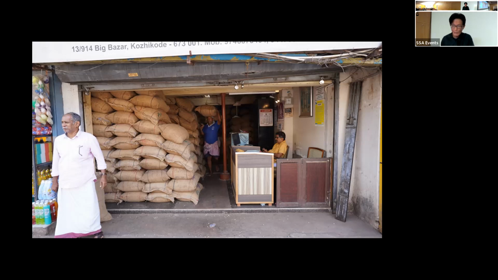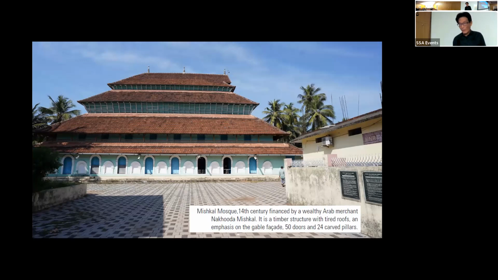But what's amazing was the architecture, and I'm showing you one example of a mosque built by a rich Arab merchant, called the Mishkal Mosque, in the 14th century, which is so different from the typology of mosques in other parts of the world. It's timber, with a tiered roof.